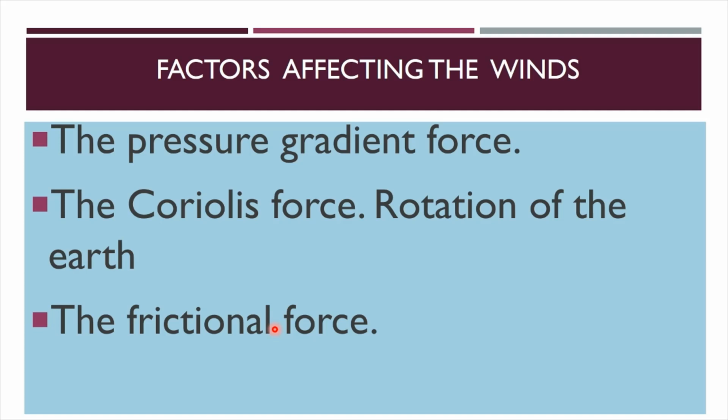Next, the frictional force. Friction, you know, is a force that acts when things are touching each other. On the earth, we have high lands, low lands, hills, mountains, even buildings, oceans, water, etc. So the air will be touching these obstacles. The frictional force affects it, and when there is high friction, the speed of the air, that means the speed of the wind, will be decreased.